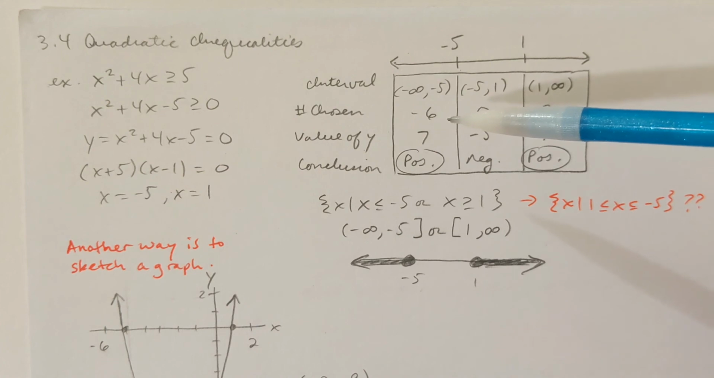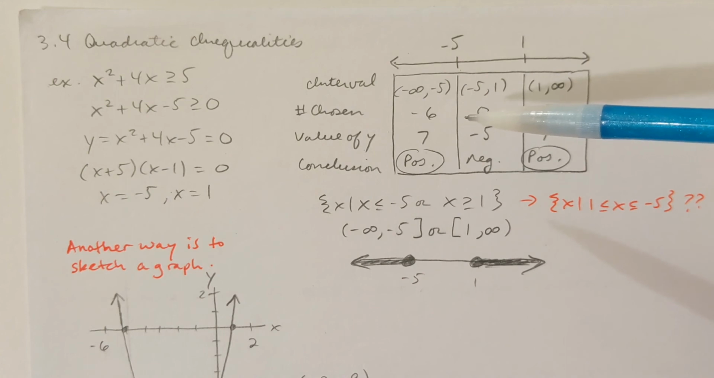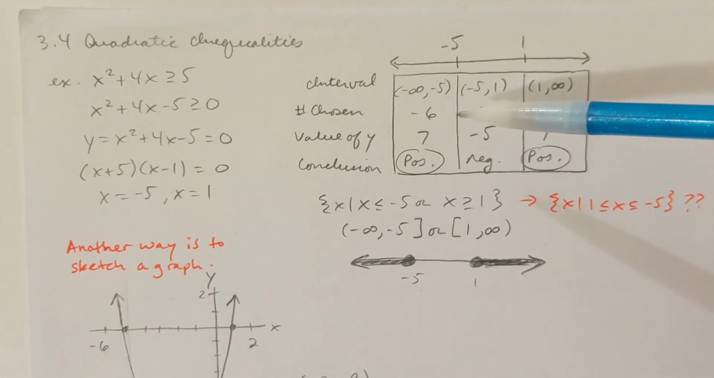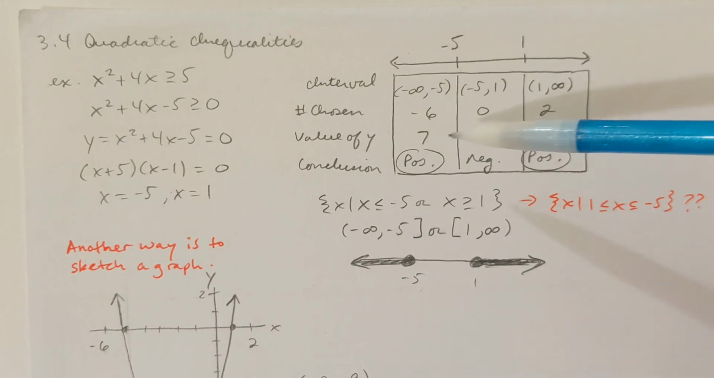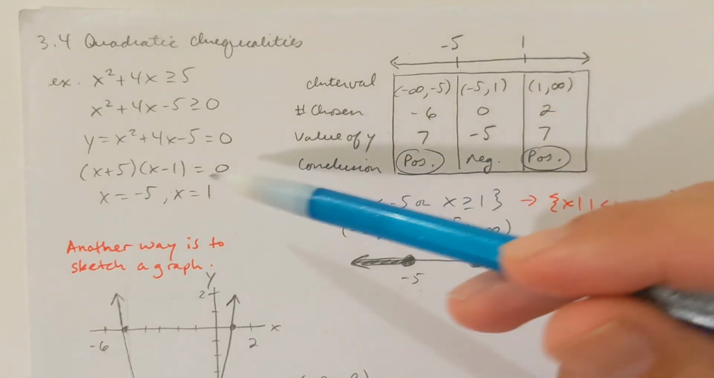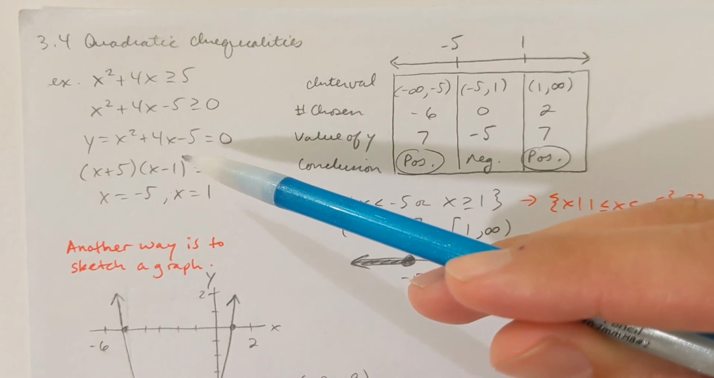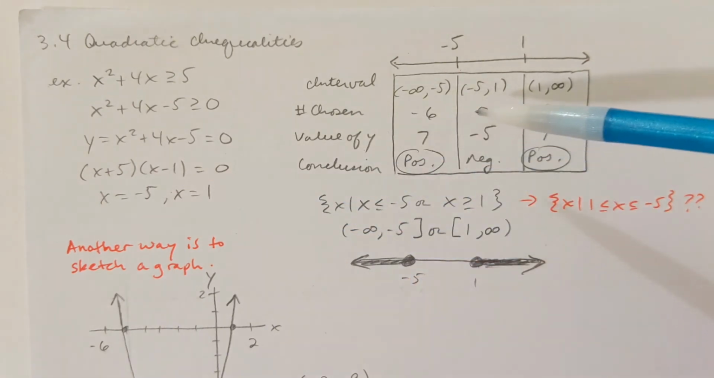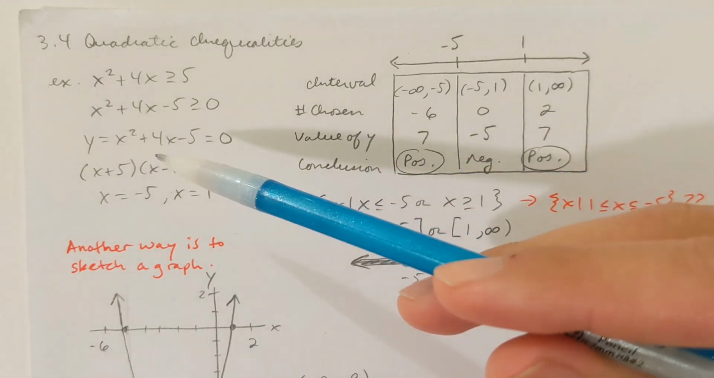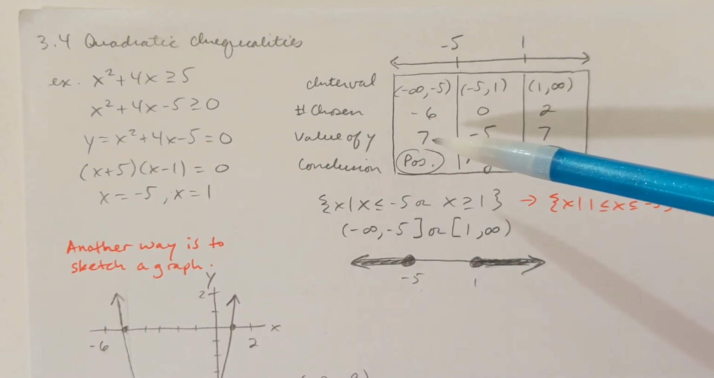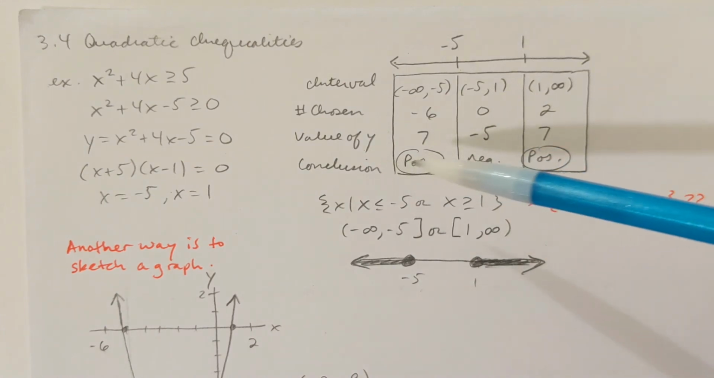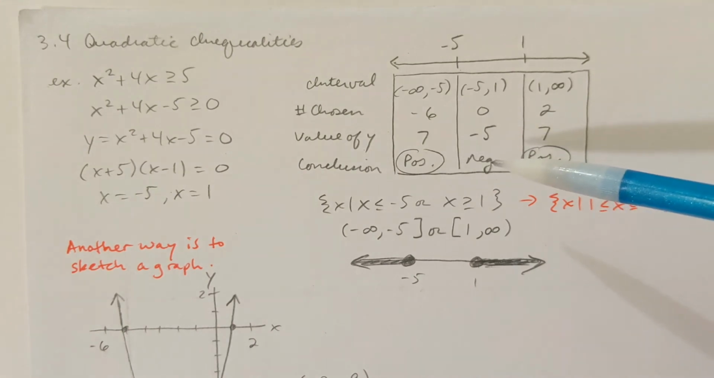Now the next thing I'm going to do is I'm going to select any number as long as it's in the interval. Okay, so negative 6 is in the first one, 0 is in the second one, and 2 is in the third one. And then I'm going to plug that value into the equation to find the corresponding value of y. So when x is negative 6, negative 6 squared is 36, minus 24 is 12, minus 5 is 7. 7 is a positive number. And my conclusion, all I write is if the number is positive or negative.